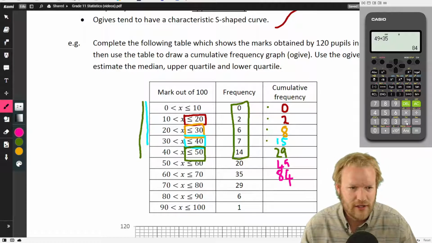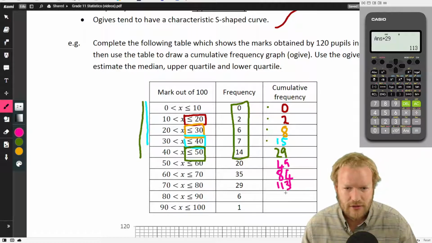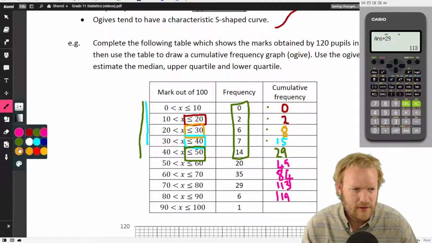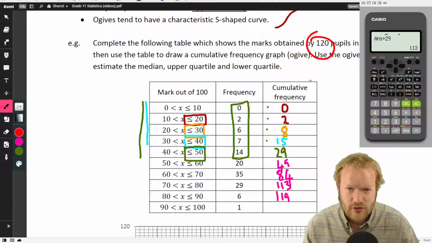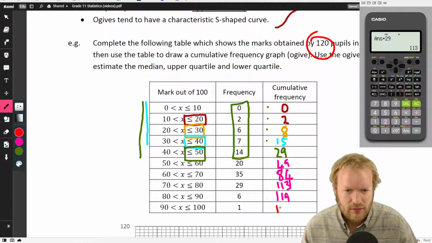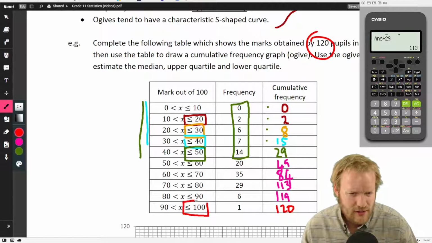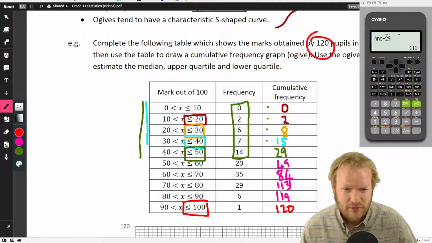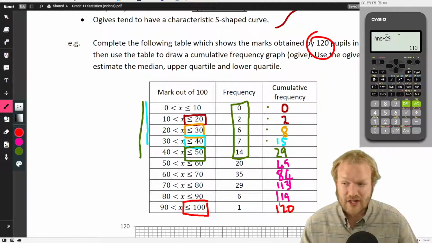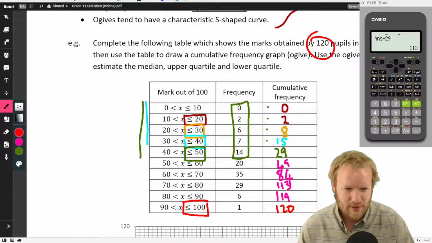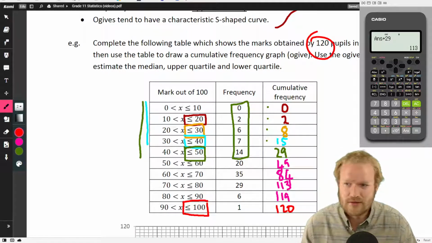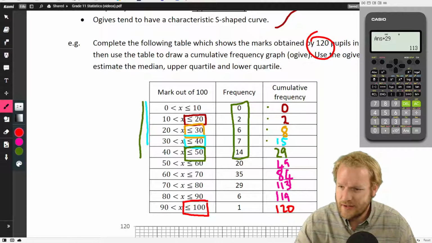And then we're going plus another 29 equals 113, plus 6 is 119. Now, right at the end, there are 120 pupils, so we know that we should have 120 people who got less than or equal to 100%. And 119 plus 1 gives us 120. So it all matches up. Excellent. Let's minimize and get rid of that.